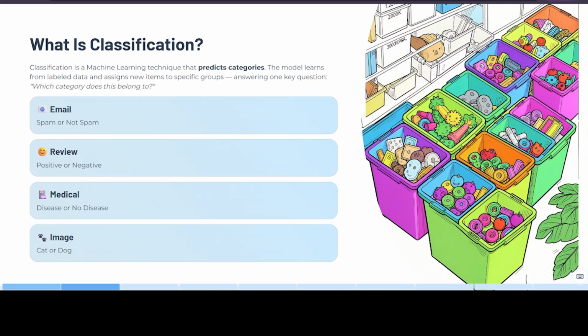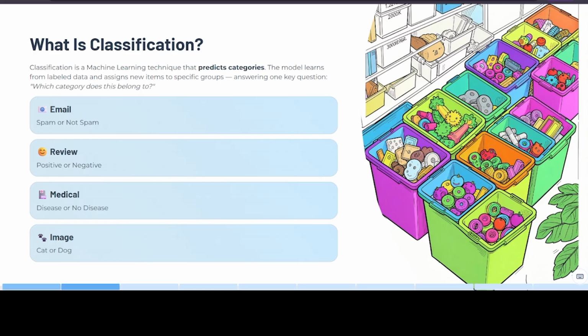Whenever you pick up a fruit, you decide: should I keep it in the apple basket or the orange basket? So you are basically classifying the fruits. That's exactly what a machine learning model also does. Instead of fruits, it will be classifying its own data. For example, is this email spam or not? Is this review positive or negative? Does this patient have a disease or not? Is this image a cat or a dog?